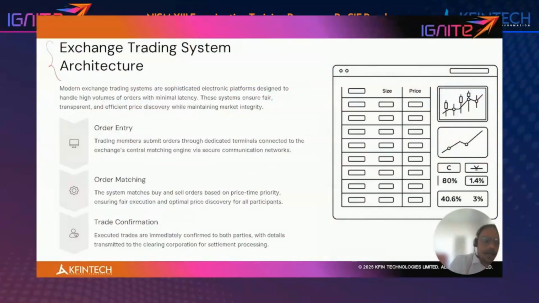What is the architecture of the exchange trading system? First is the order entry. The first place is the order entry. Trading members submit orders through dedicated terminals connected to the exchange central matching engine via secure communication network. So let's understand what it is. It is like this. It is the trading members portal. It's a trade portal. Then this is the exchange, the data exchange.